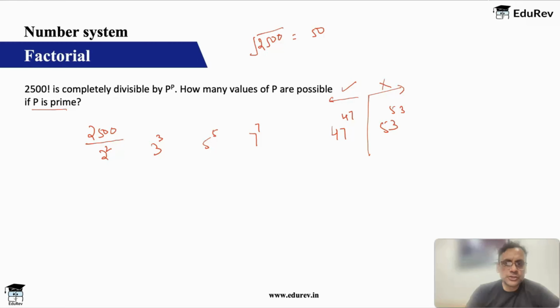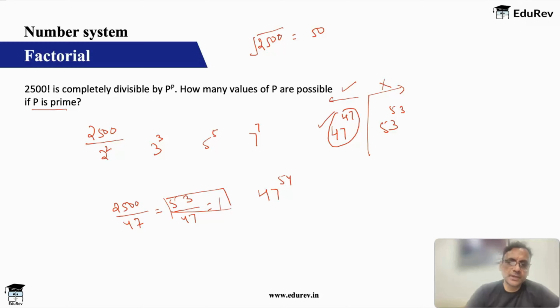Okay, so to check 47, 2500 divided by 47 will give me 5. So you'll have 235 and then 53. 53 divided by 47 will give me 1. So 2500 has 47 to the power 54. So 47 to the power 47 is not a problem. This is fine. How much of 53 does it have? 2500 upon 53 is present 4. There is not 5. So 4.